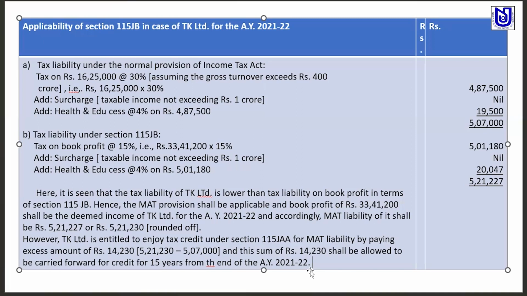115JB and 115JAA. This is very much important. And one thing, this MAT liability is applicable to every sort of company, whether it is a domestic company or a foreign company. They are liable to MAT provision under section 115JB, as we have computed in the problem.